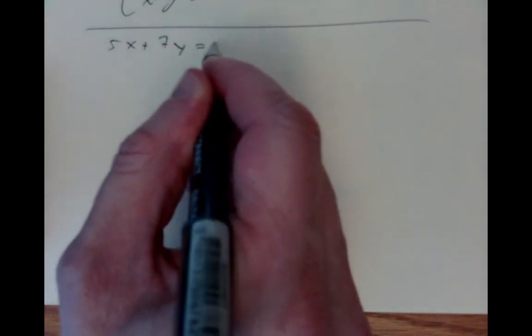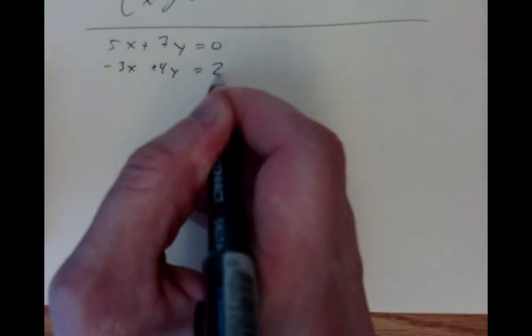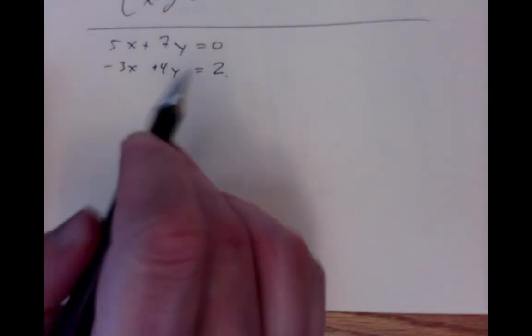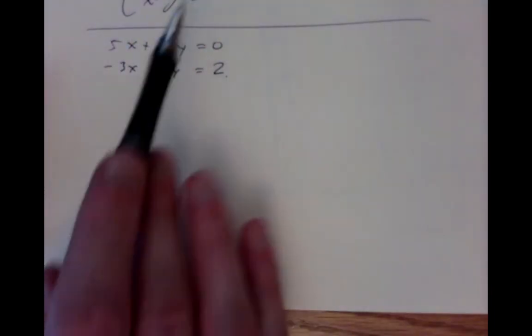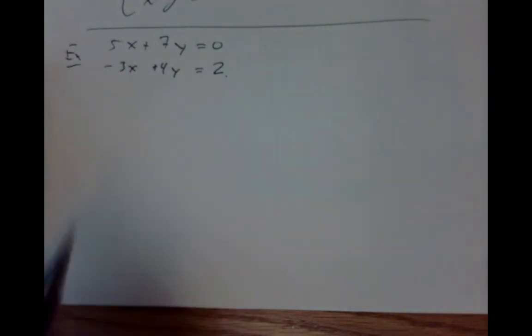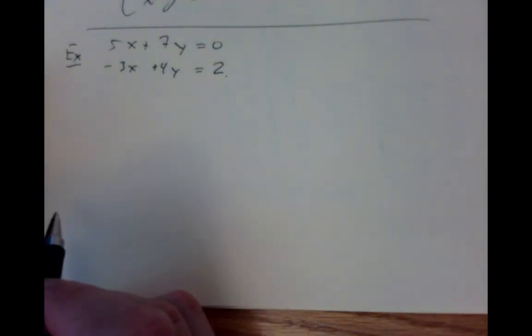5x plus 7y is 0, minus 3x plus 4y is 2. Now you could do this by hand without all this theory, without all these theoretical ideas, without these matrices and so on. So it's not really a sophisticated enough example to show off just how powerful the technique is. But nevertheless, let's see if we can do it using the technique.